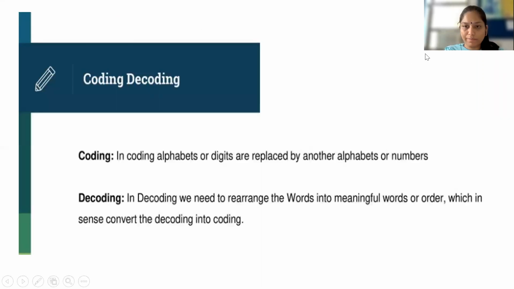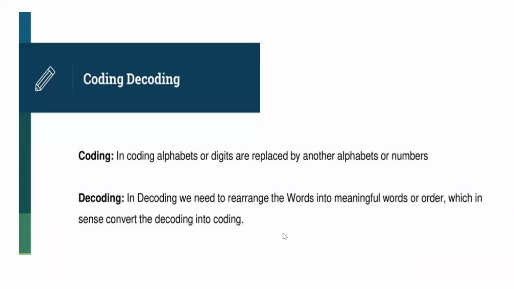So what is coding? Coding is basically encoding: alphabets or digits are replaced by another alphabet or number. So actually what happens in coding or decoding is, of course, there are some digits and alphabets we are talking about, and they are being replaced by another alphabet or numbers to make a meaning out of them. Or again, you are giving them a code, right?